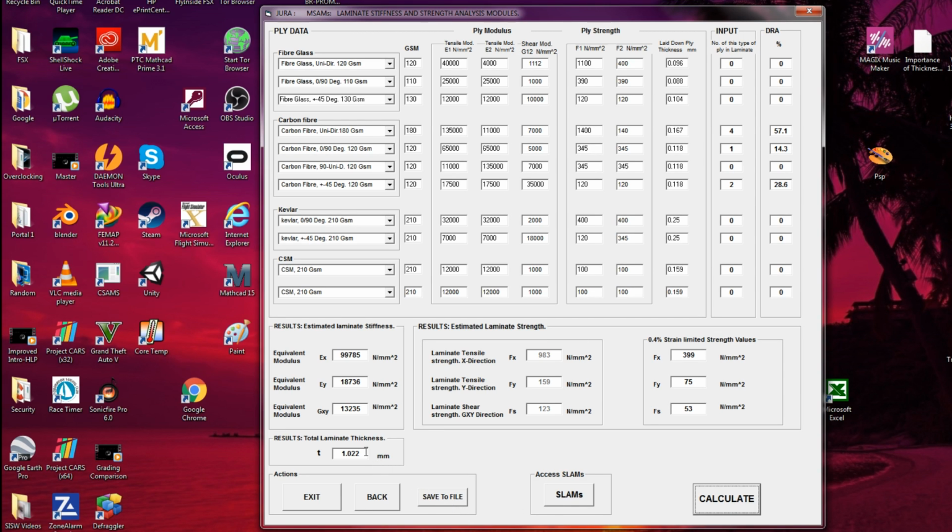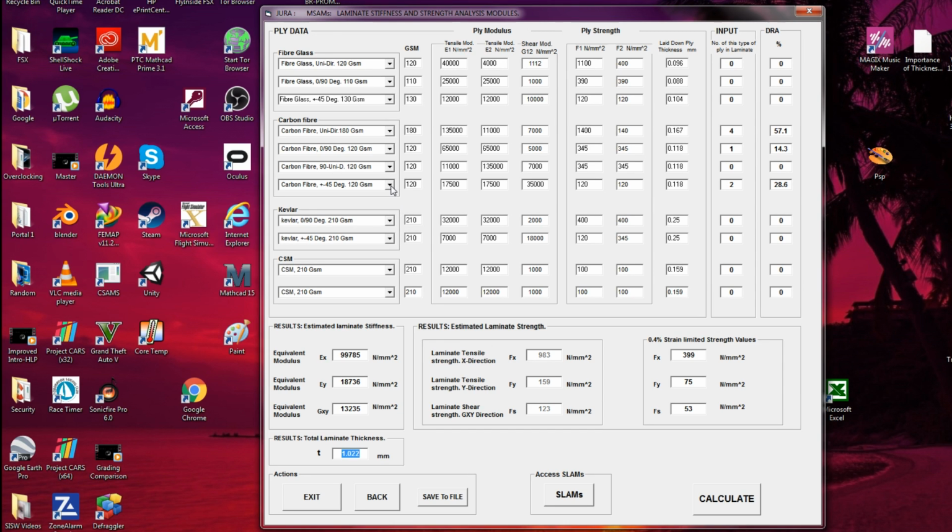there's an increase in the Young's equivalent modulus in the x direction, EXM, to 99,785 newtons per millimetre squared. Previously it was 86,756 newtons per millimetre squared. A decrease occurs of Young's equivalent modulus in the y direction, EYM, to 18,736 newtons per millimetre squared. Previously it was 21,598 newtons per millimetre squared.